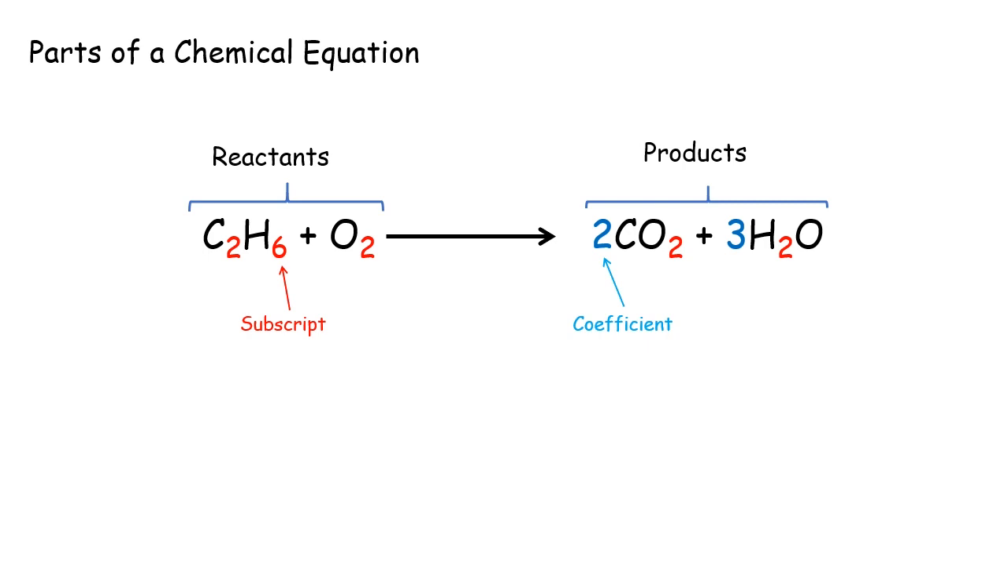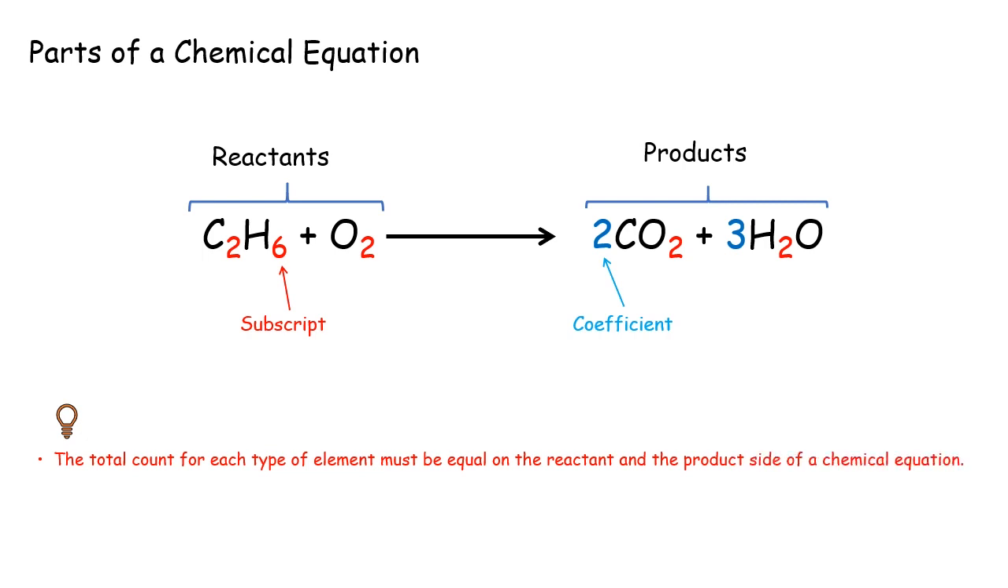Before we start, we need to remember the following important points. First, the total count for each type of element must be the same on the reactant and the product side of a chemical equation. This is stipulated in the law of conservation of mass, which states that matter cannot be created nor destroyed in a chemical reaction. It can only be transformed from one form into another.